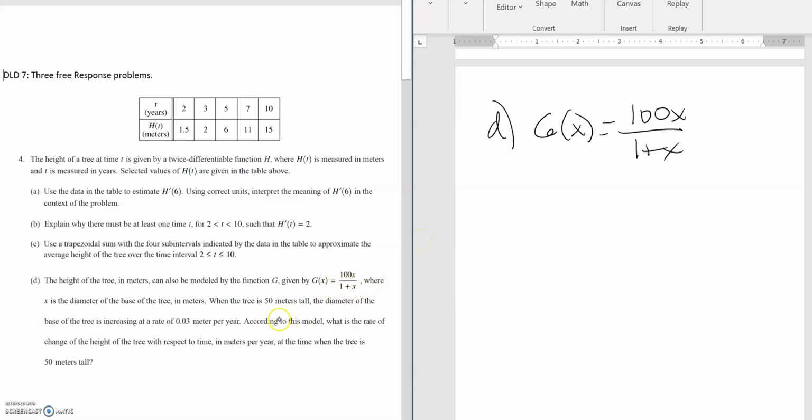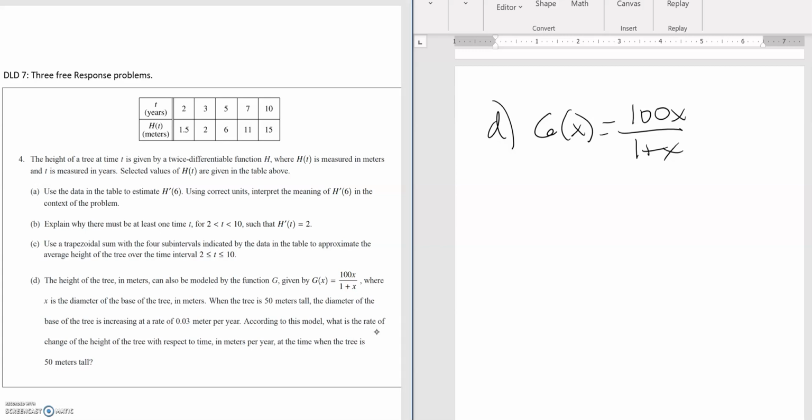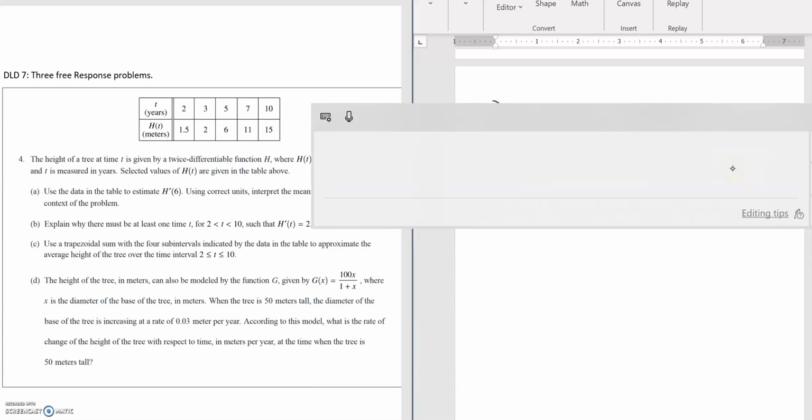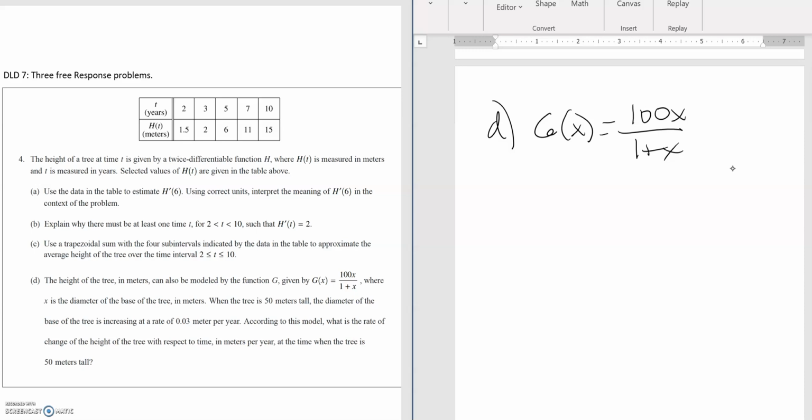Okay, when the tree is 50 meters tall, the diameter of the base of the tree is increasing at a rate of 0.03 meters per year. And now what is the rate of change? So they give me one rate of change and they're asking me another rate of change. Anybody catch what this is? This is a related rate problem. So I've got an expression, I've got an equation that uses my variables.